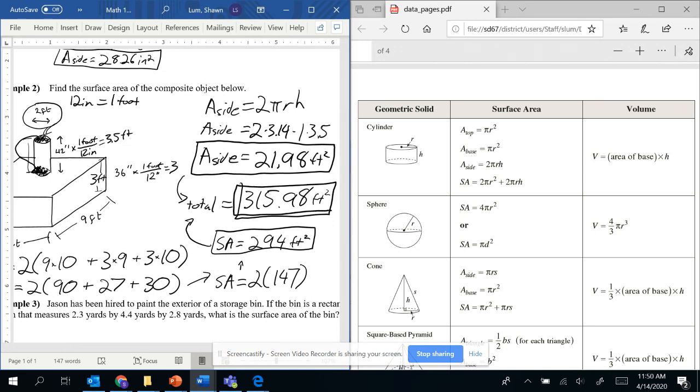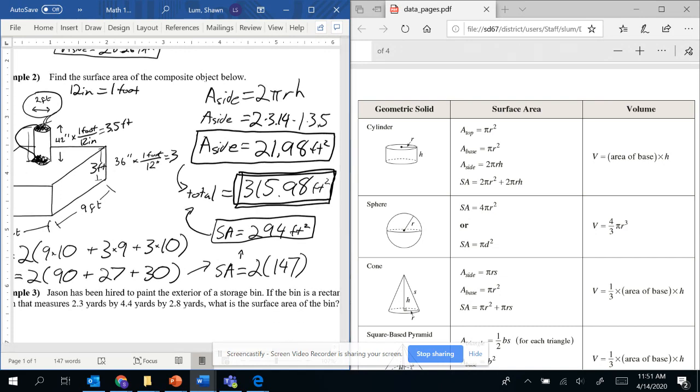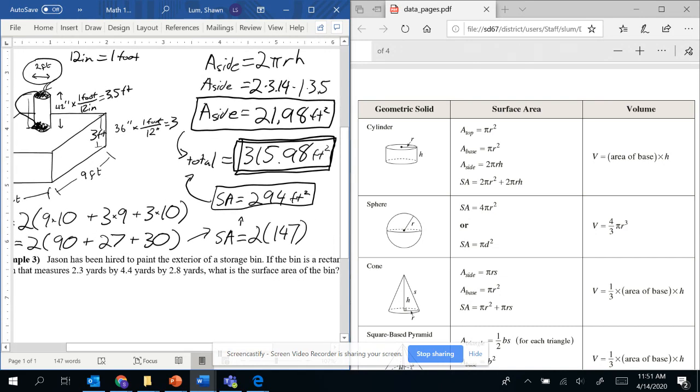Let's double box it so that we definitely know that it's the right one. Okay, so that's how we find the surface area of what we call a composite object, or in other words, an object that has multiple objects within it.